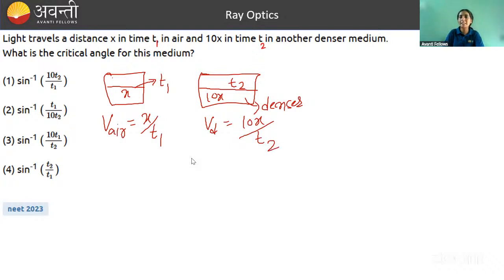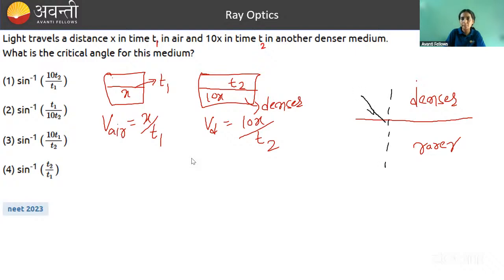Critical angle. What is critical angle? If you know about critical angle, then there is one denser media and there is one rarer media. In order to calculate the critical angle, we allow light to fall from denser to rarer media. So let's draw the normal, and this is your denser media. This is your rarer media. Light will refract away from the normal. So in this case, light will refract like this. And as we keep increasing the incident angle, it will refract more towards this axis.